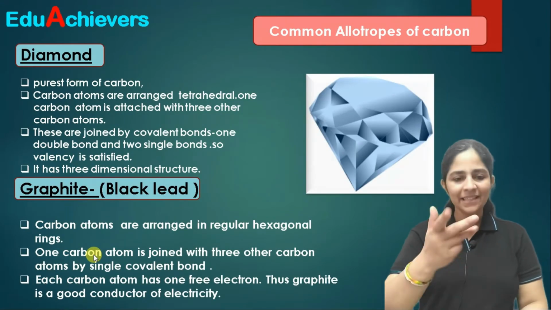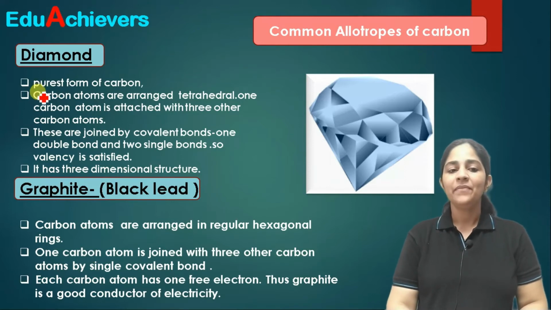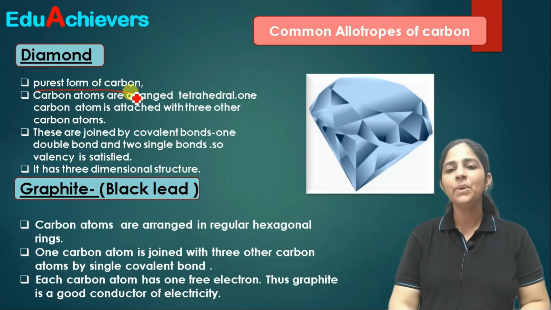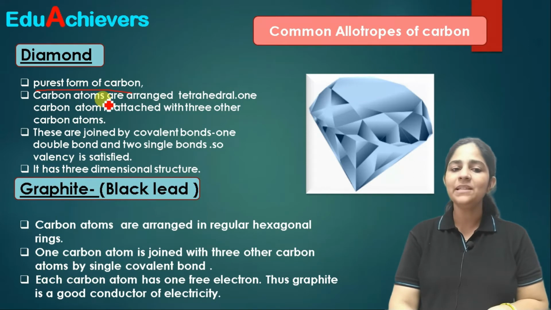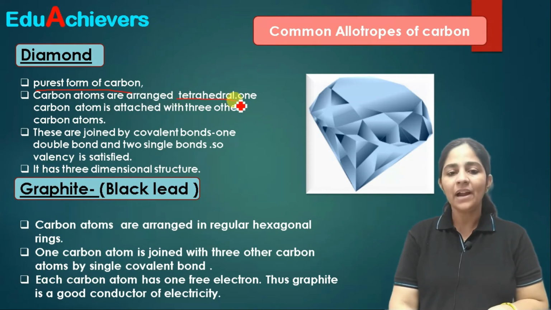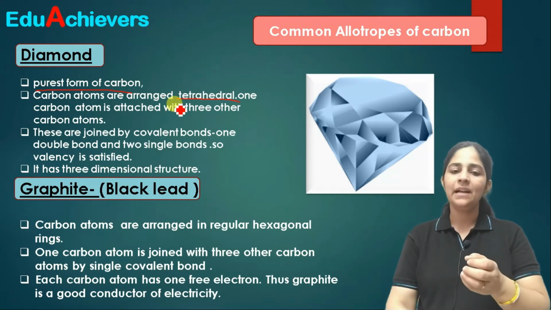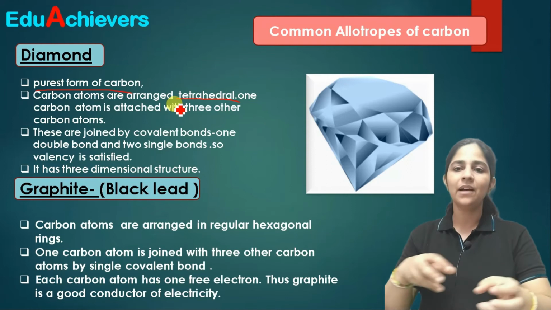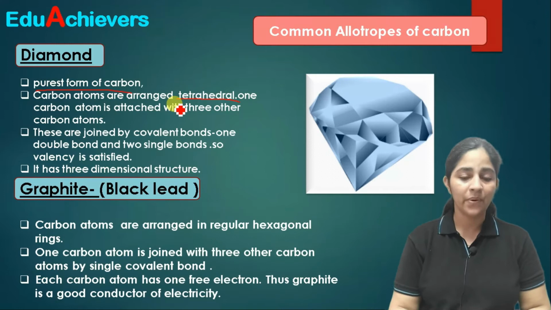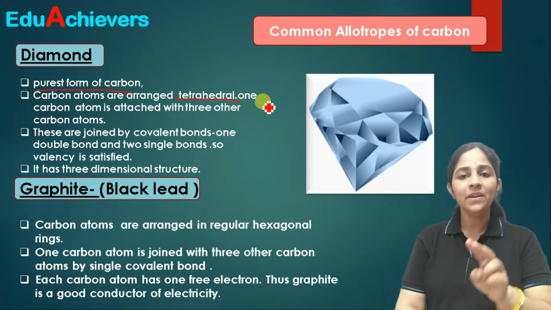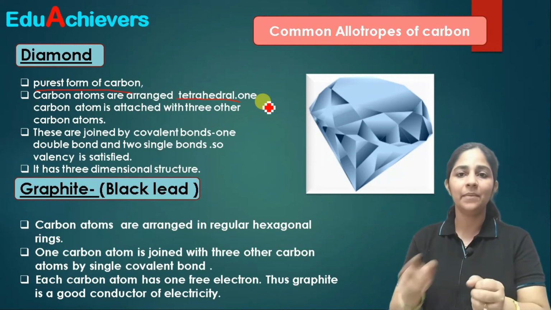Moving on further, these are the two very common allotropes. The first one is diamond. This is called the purest form of carbon in nature. What is there in this diamond? In the diamond, the carbon atoms are arranged in a tetrahedral shape, and one carbon atom is attached to three other carbon atoms. You can understand the valency of carbon is 4, and here the one in the center is attached to 3 other carbon atoms.